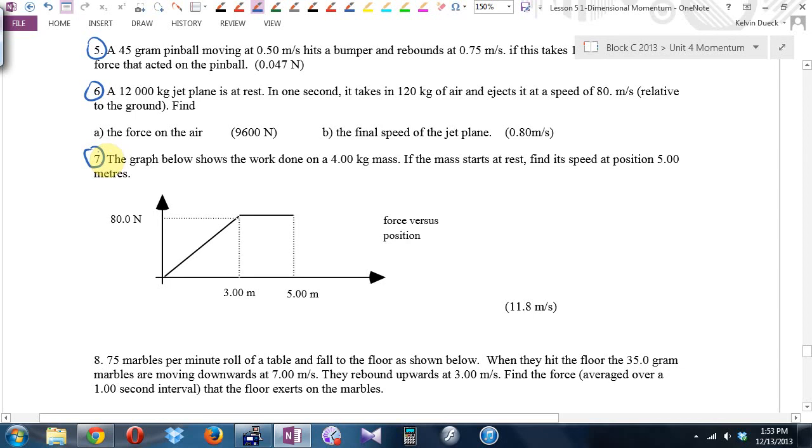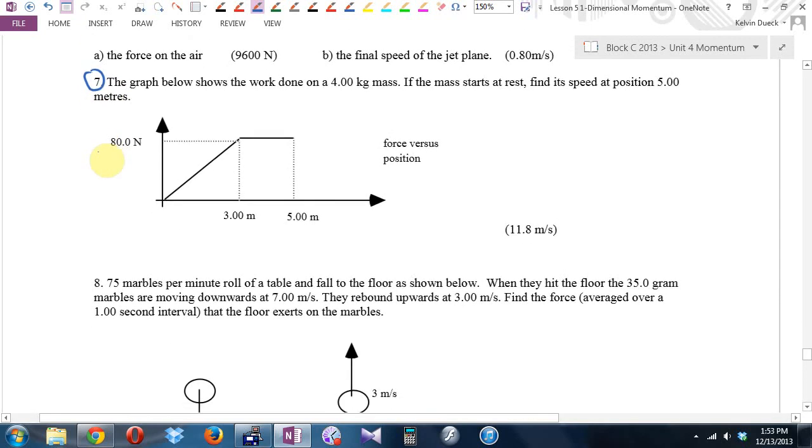Because energy is conserved, all of the energy stuff is still fair game in this unit, because we're eventually going to start looking at questions where both energy and momentum are conserved, and you use part of one to find some information for the other, and then part of the other to find some information for the one. So I did just assign, number 7 is a work energy question.